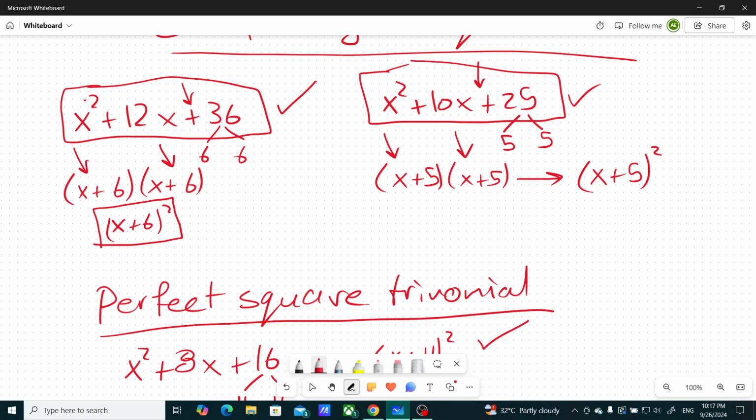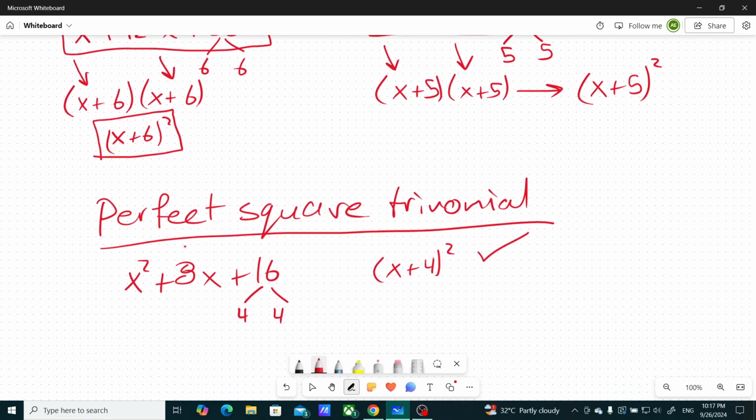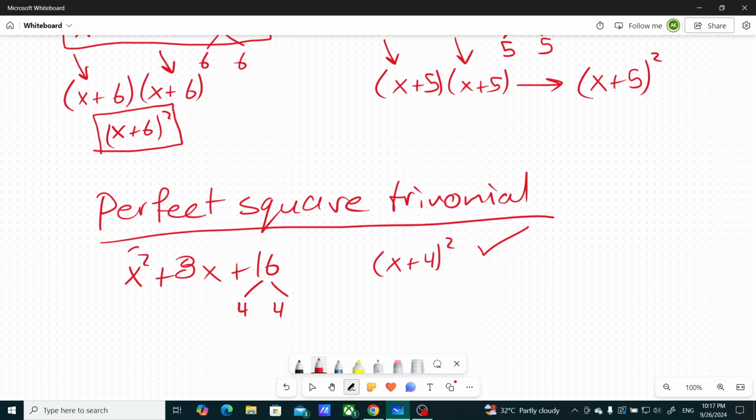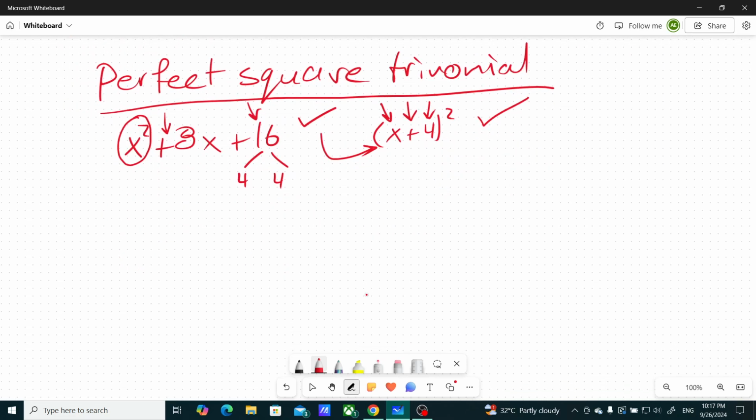It's basically square of the first number. So square of x squared is x, and then I will copy whatever the middle sign is, and then square of the second number, 4. So when I know for a fact that this is a perfect square trinomial, I can do this. And I will give you some more examples.